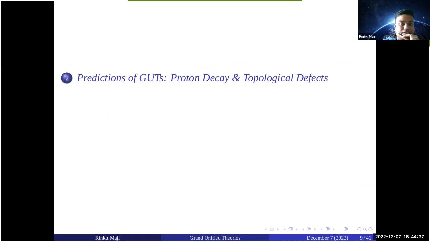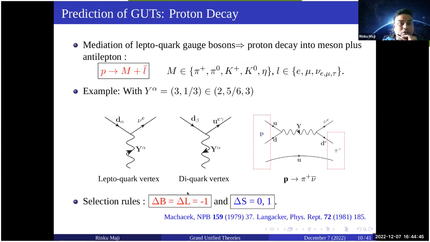Next we'll discuss the predictions of GUT, which are proton decay and topological defects. First, proton decay mediated by leptoquarks. There are leptoquark gauge bosons in grand unified theories, which can lead to proton decay into a meson plus an anti-lepton. For example, there is a leptoquark gauge boson which transforms like this and has a fractional charge, and this could give rise to this leptoquark vertex and this diquark vertex, and these two vertices give rise to this process at the fundamental level, which at the hadron level gives rise to proton decay into pi plus and an anti-neutrino. And this proton decay channel follows this selection rule.